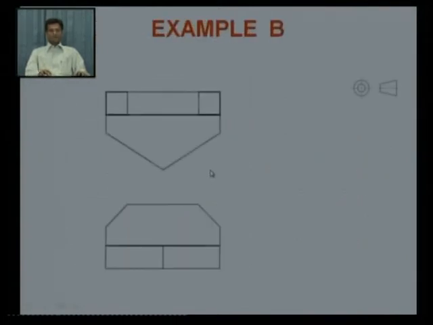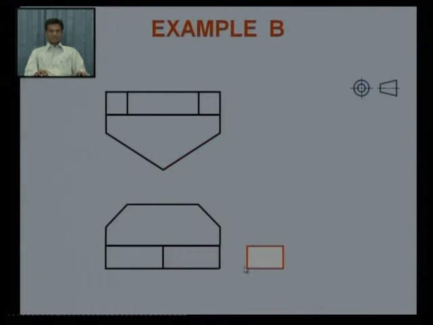Now second example for missing view. Two views are given to us. Symbol of third angle projection is given to us. Now think about this rectangle. For this rectangle, this is an edge. So for that, draw projection line from here. Draw this rectangle. For this rectangle also, this is an edge. So that will coincide with this rectangle. So this is the side view of this rectangle.